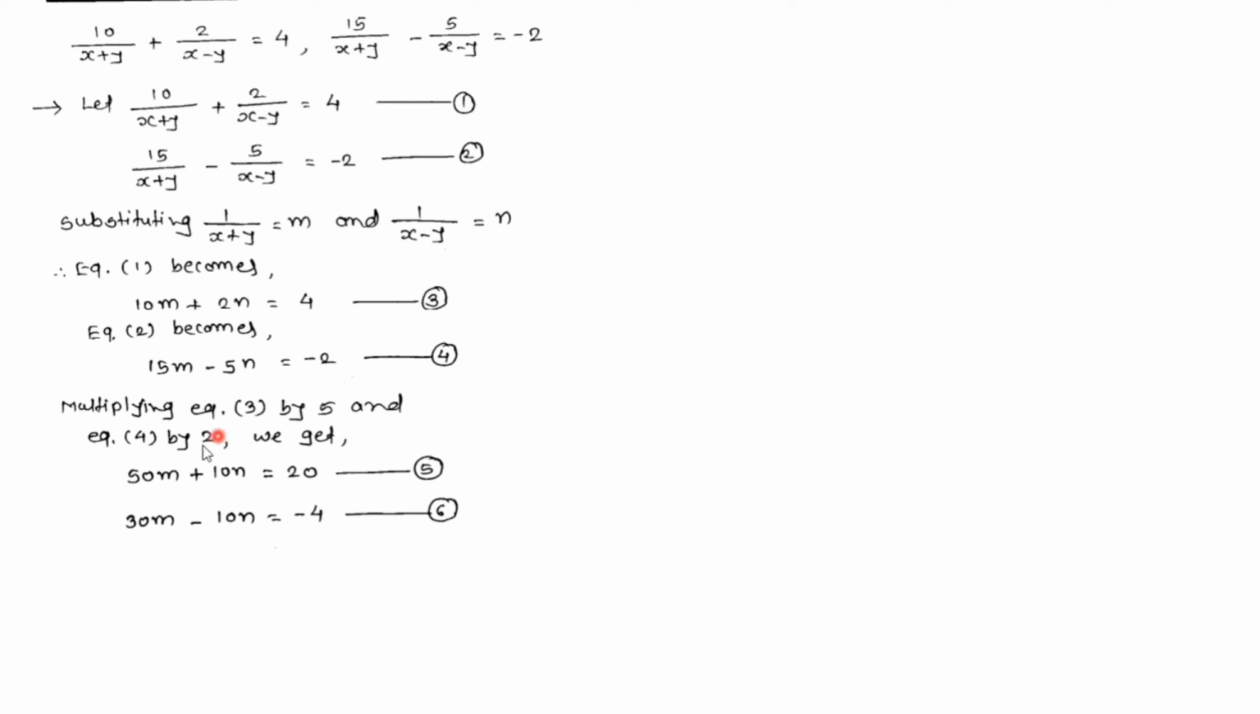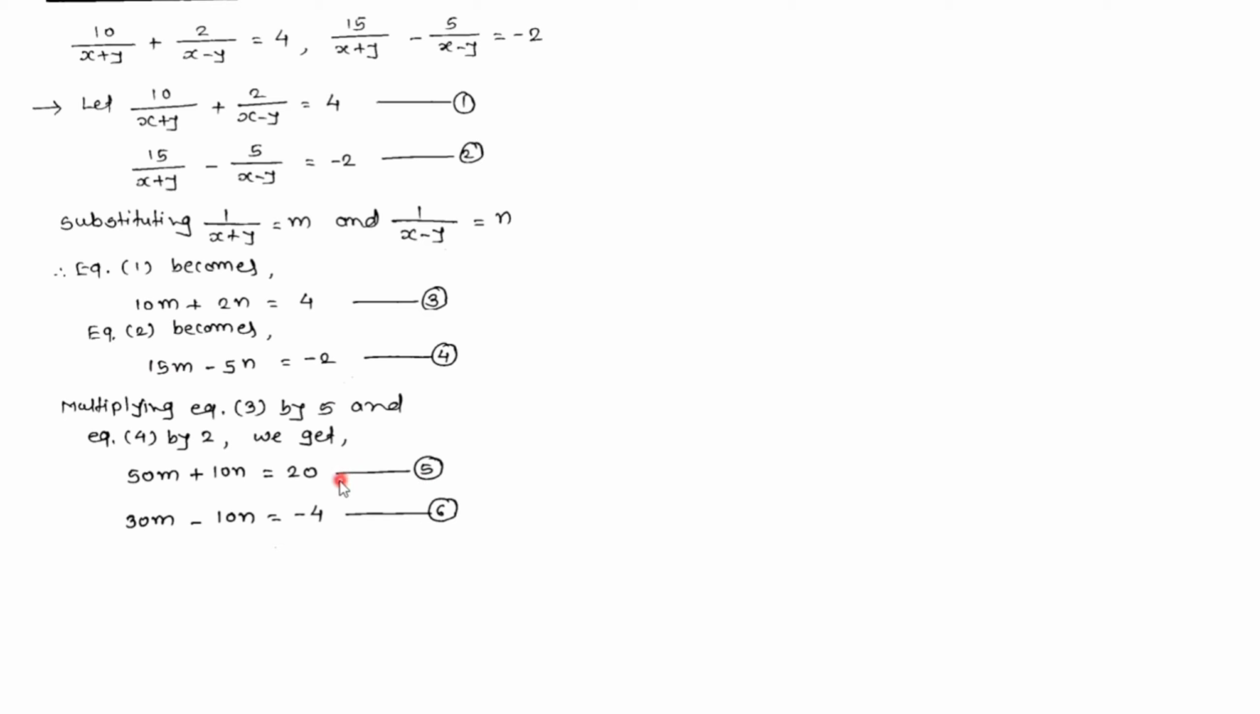So if we do this, we'll get equation 3 becomes 10m into 5, that is 50m, plus 2n into 5, that is 10n, is equal to 4 into 5, that's 20. We'll call this as equation number 5.